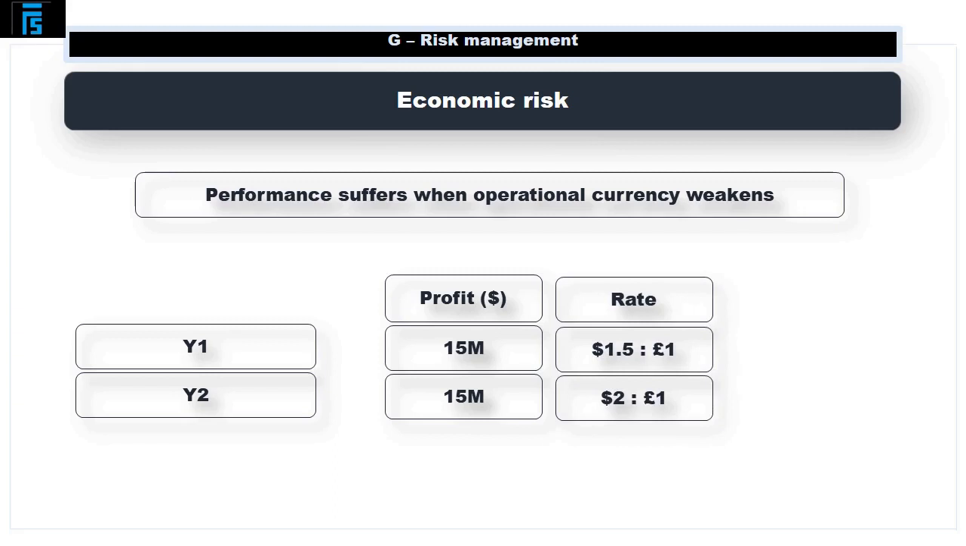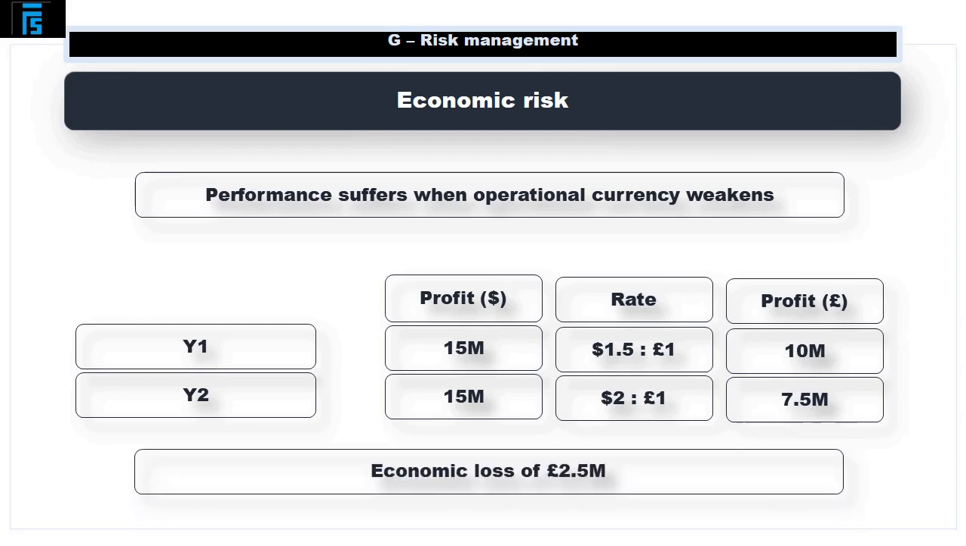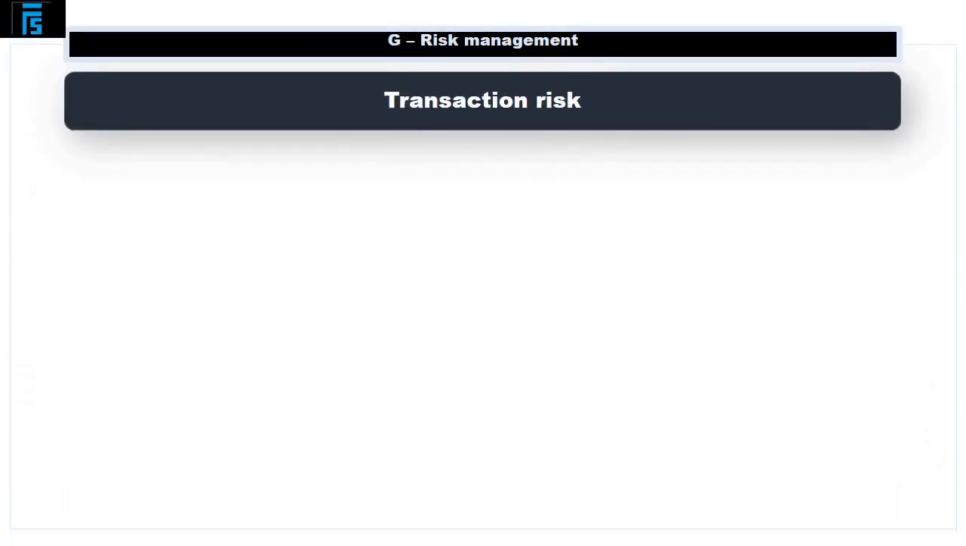The average exchange rate was $1.5 to the pound in year 1 and $2 to the pound in year 2, producing a profit expressed in pounds of £10 million in year 1, whilst only £7.5 million in year 2. Although in dollar terms the performance has been maintained, expressed in pounds the performance appears lower in year 2 than in year 1.